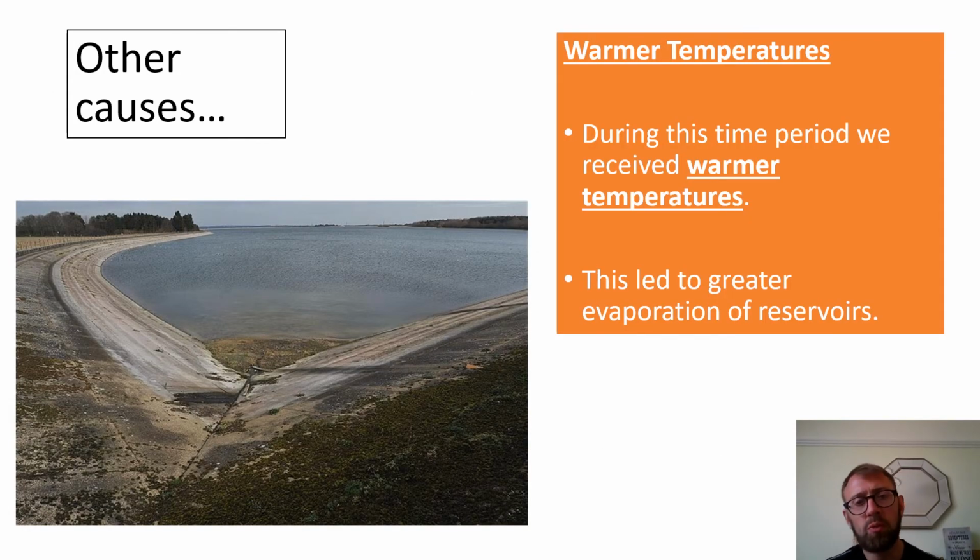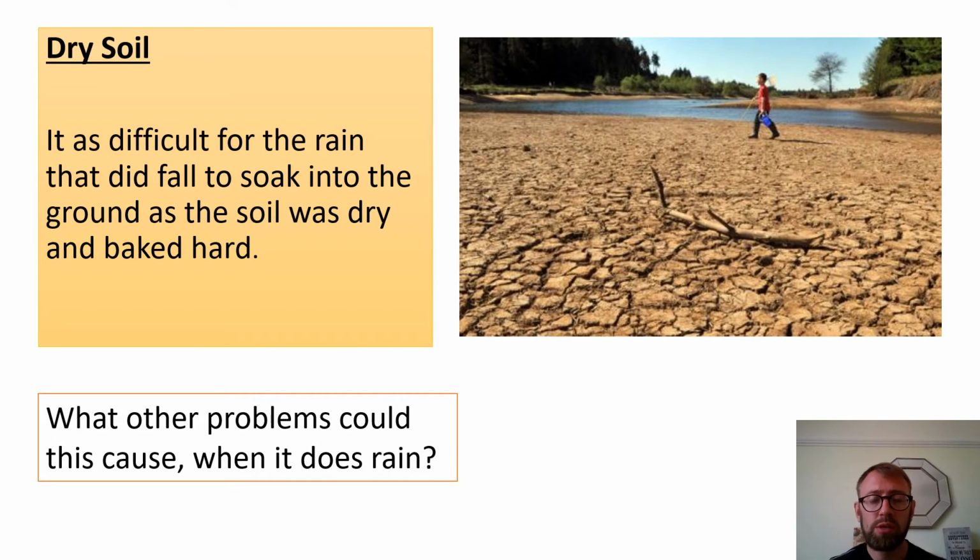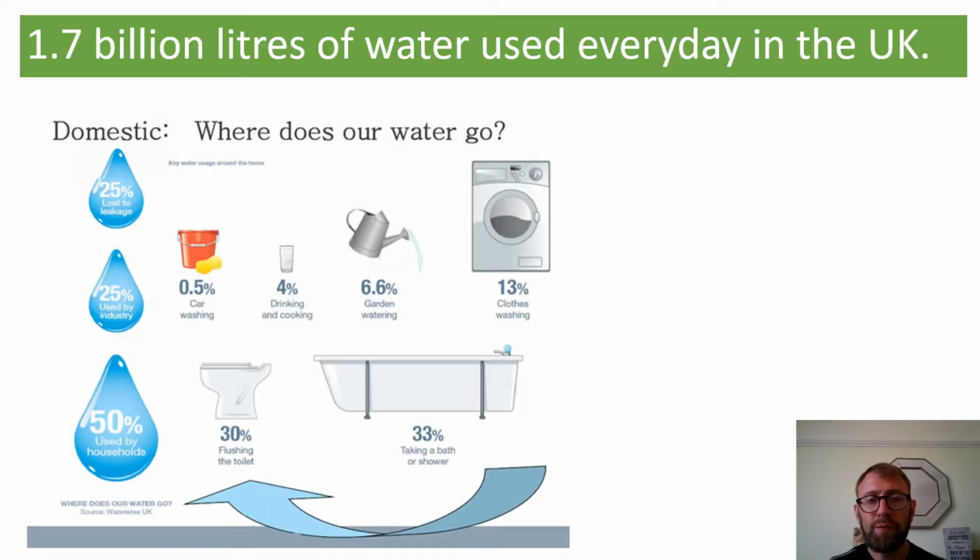Other things, we obviously had warmer temperatures. This led to greater evaporation rates, so reservoirs started to lose more water. Dry soil, as mentioned before, so even when the rain did fall in certain months, it didn't soak in. The ground that needs the water to help grow the crops had no groundwater to help store and constantly give water supply. The water just went straight off the ground into the rivers. So the ground deep inside was still really dry. So big problems.